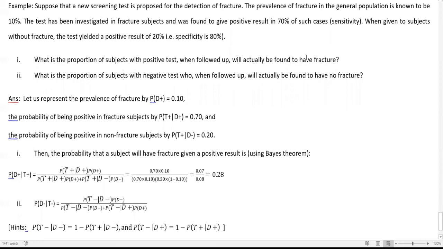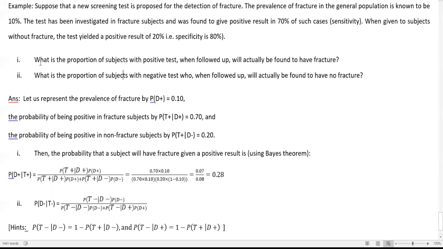that, on follow-up, are actually found to have a fracture. That is, somebody has a fracture and will also be tested positive. So this is the question. If we write down the question like this, we can write it in terms of Bayes theorem, as we learned before. Somebody will have the fracture and will also be tested positive. Putting all the values in the formula, we get 0.28. That is, 28% of the population will have the fracture and be tested positive.